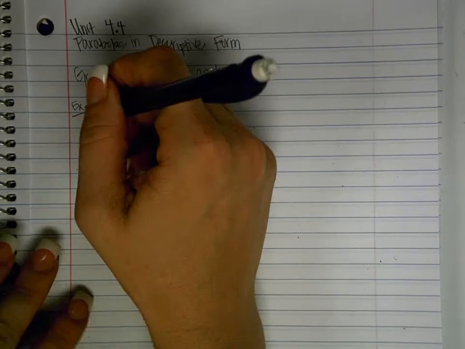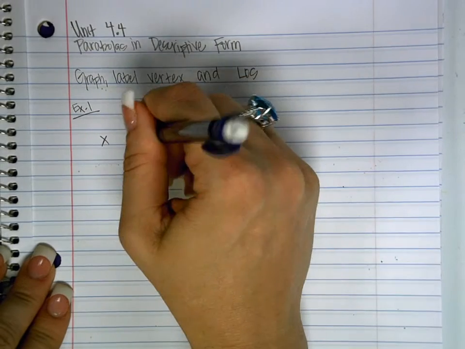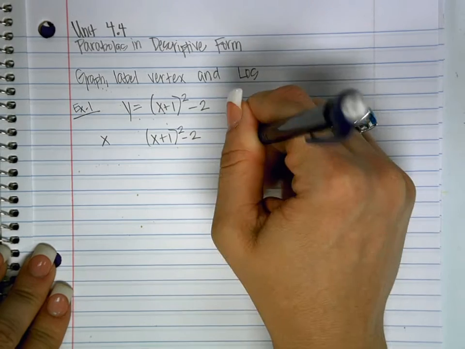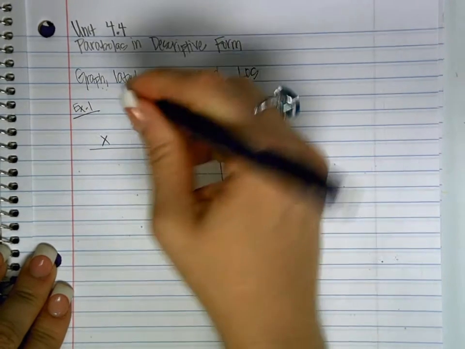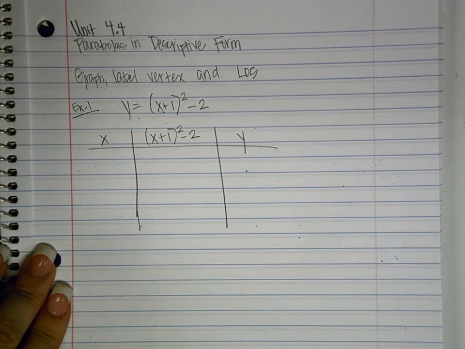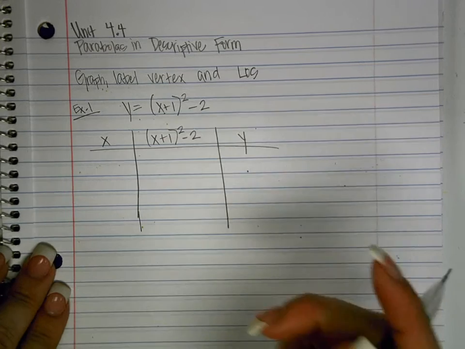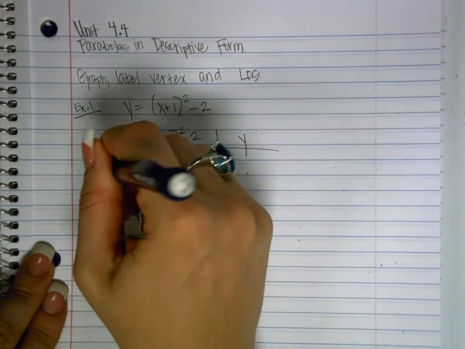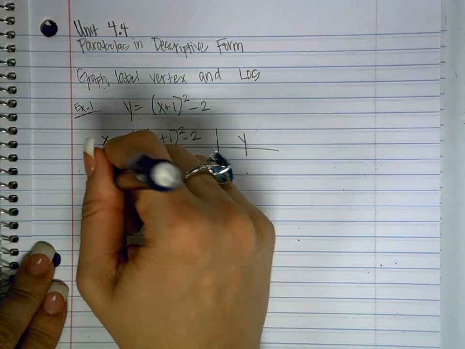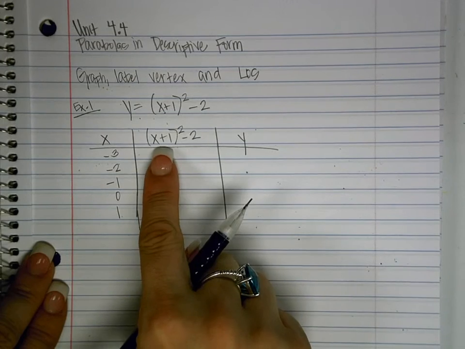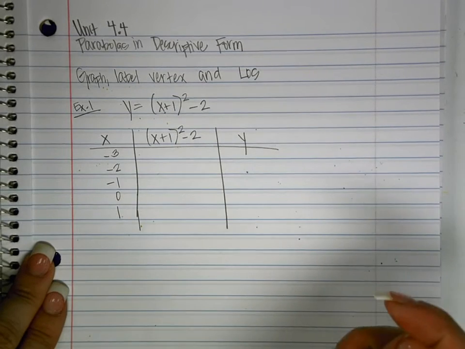We're going to make an XY table. So X, then we plug in, and then we get Y. You've done this before. We did this when we first graphed lines. We're going to pick X values, plug them in, and get the Y values. For X values on this first one, I want you to use -3, -2, -1, 0, and +1.